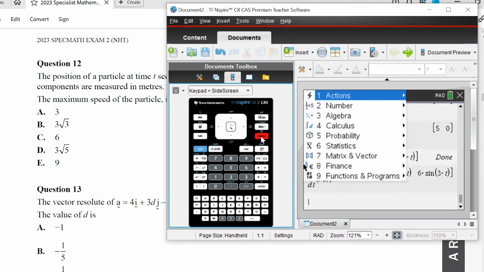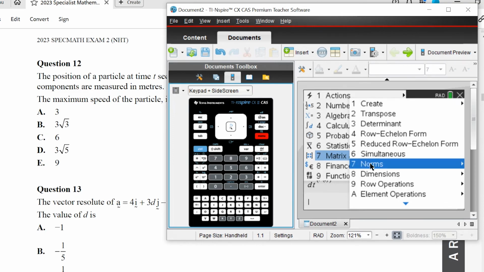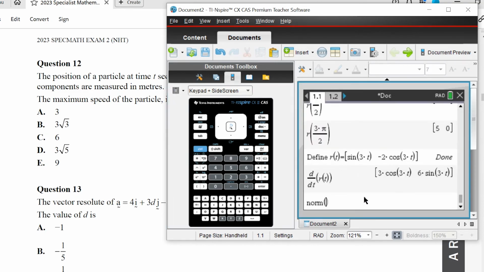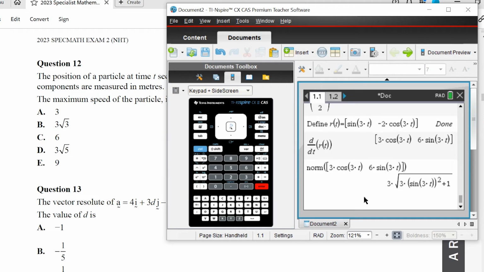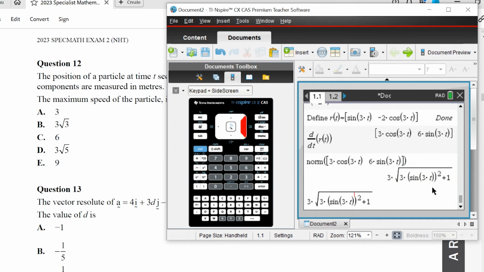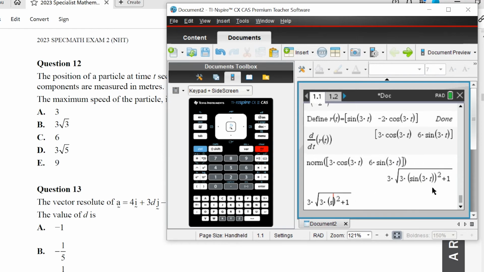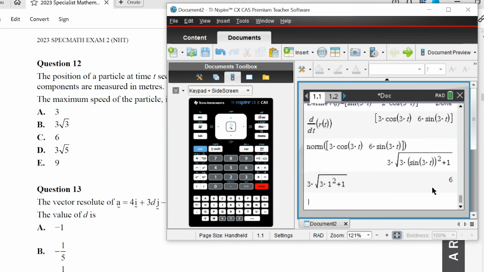CAS is the norm. So under matrix and vector, we've got norm, or we just type norm, take the norm of this, and we get this function. And this is what we want to find the maximum of to find the maximum speed. We could do fMax, but it's going to give us a t value, which we then have to sub back in. Looking at that, sine 3t has a maximum of 1. So given that we just got inside there 1 plus 3 sine squared, that's going to have a maximum when that sine is 1. We could sketch it, but, well, let's sketch it.